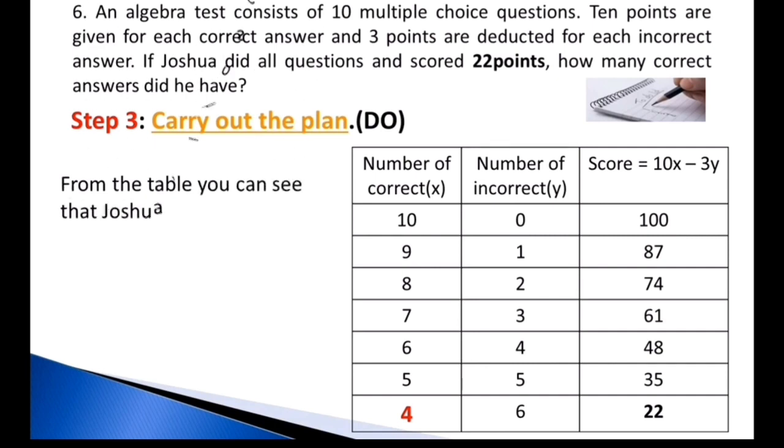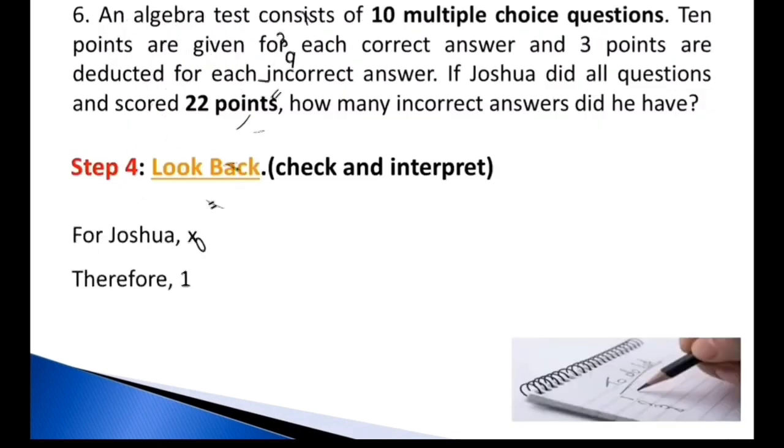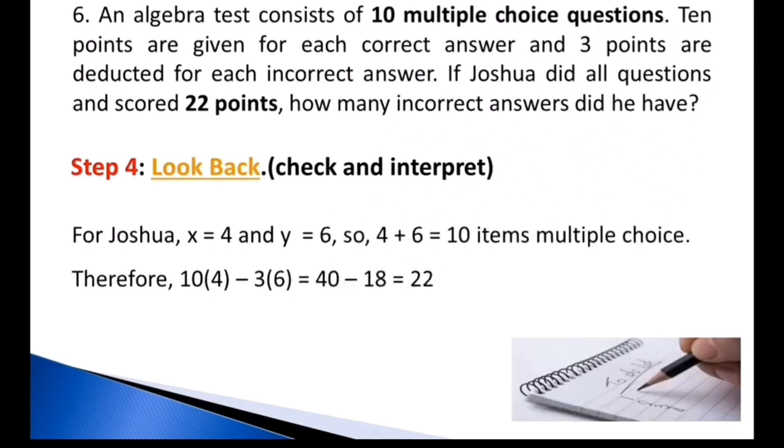In short, from the table you can see that Joshua, who scored 22 points, must have 4 correct answers and 6 incorrect ones. So Joshua had 4 correct answers. Okay, so look back, check, and interpret. For Joshua, x is equal to 4 and y equals 6. So 4 plus 6 is 10 items, multiple choice. That's it. And therefore, if we multiply 4 by 10, we have 40. If we multiply 3 by 6, we have 18. Okay, then do the simplification, we have 22.